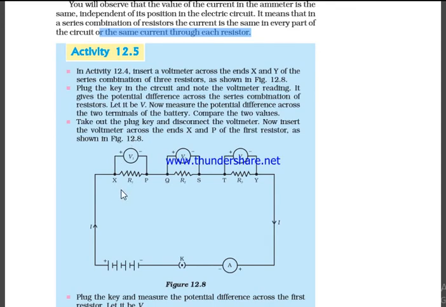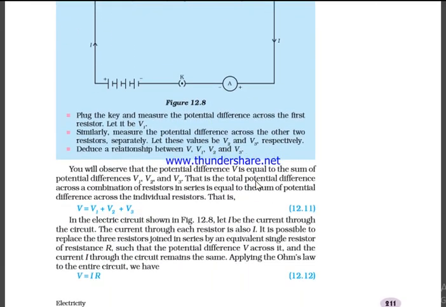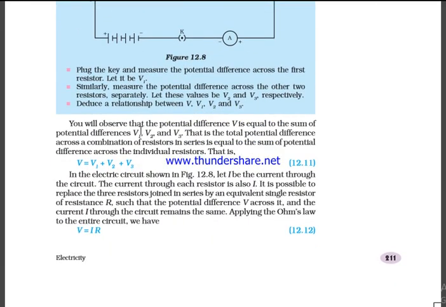And look at this diagram. Here you can see, if you connect the voltmeter across R1, R2, R3 separately, what will happen in these three situations? The voltmeter readings V1, V2 and V3 will be different. We will observe that the total potential difference V will be equal to the sum of the potential differences, that is V1, V2 and V3.